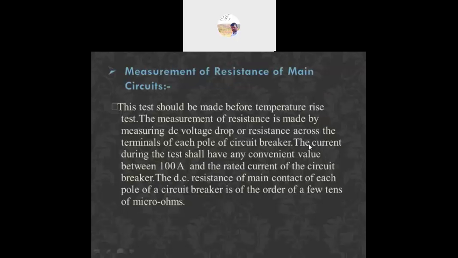The current during this test will have a convenient value between 100 amperes and the rated current of the circuit breaker. The DC resistance of the main contact of each pole of the circuit breaker is a few tens of micro ohms. We have to check in between the lines whether the resistance is varying or not. Also, whether the contacts are welded or open will be tested.